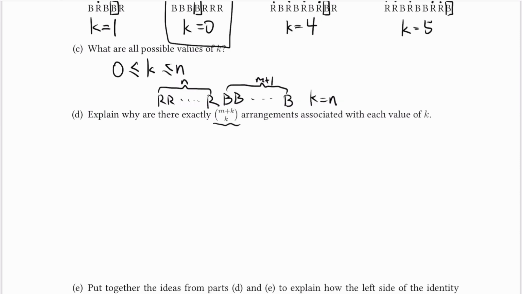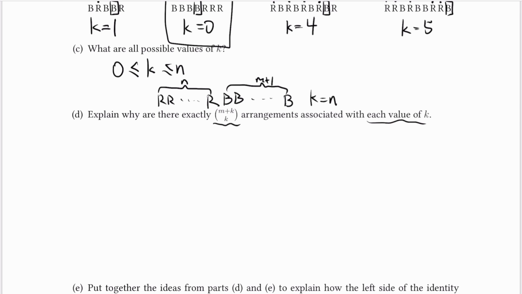Now, let's look at problem D. It asks you to explain why there are exactly m plus k choose k arrangements associated with each value of k. Pause the video now and think about it. Now, let's look at the answers together.